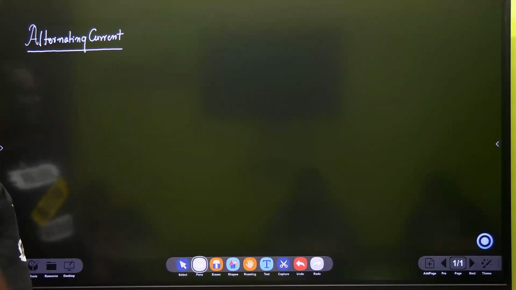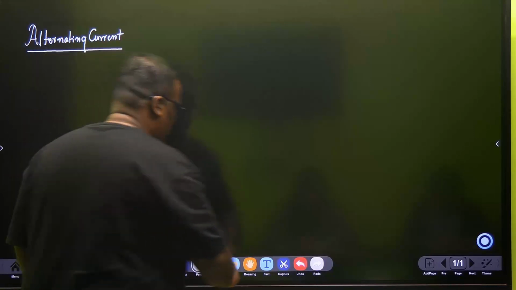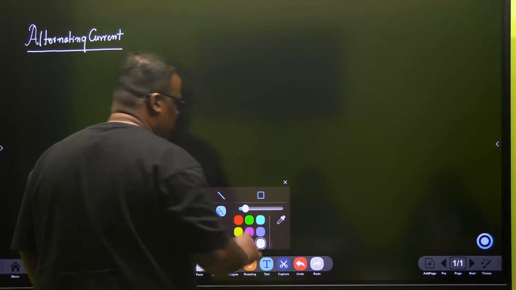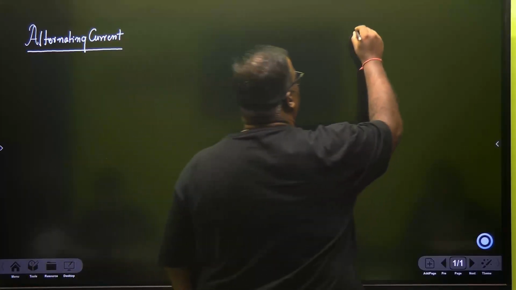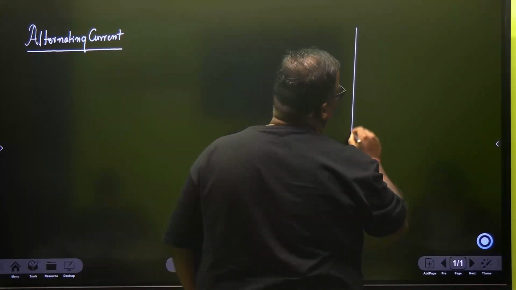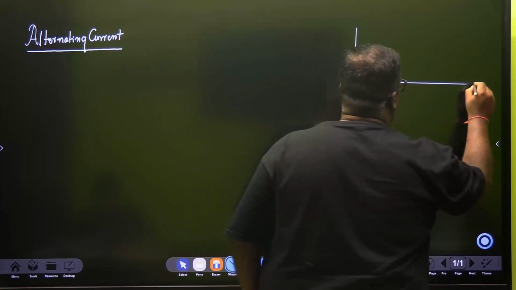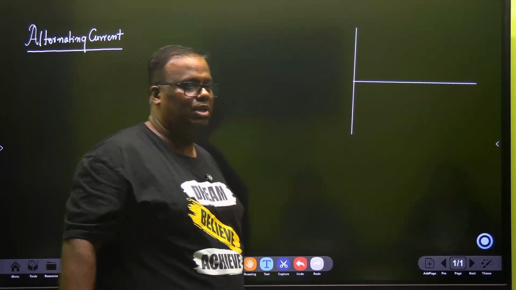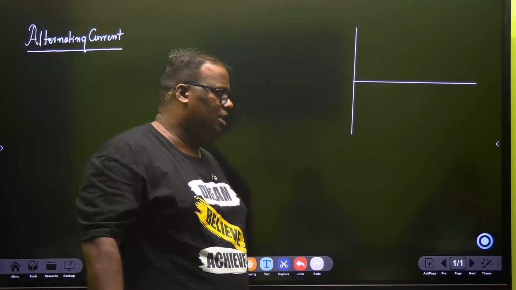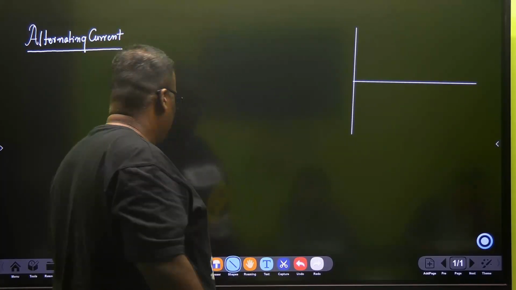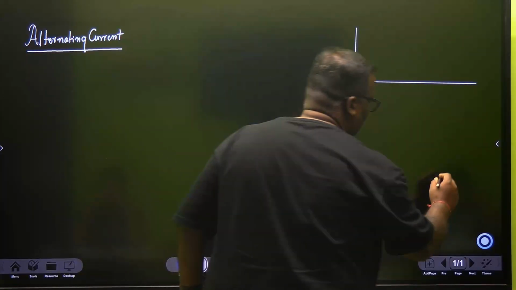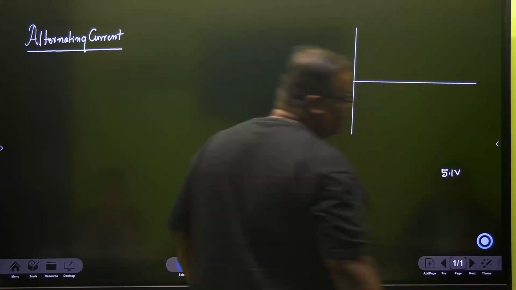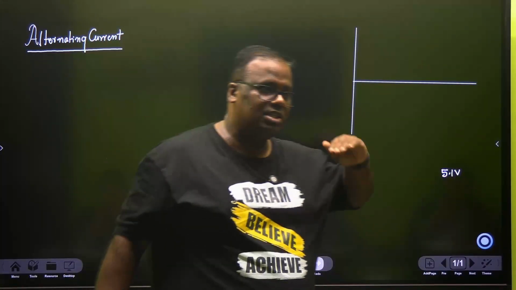So let's first understand what alternating current is from our understanding perspective. If your concept is clear, you will understand the things easily. Let's say I have a current signal, or let's say a voltage signal. For example, you are using a mobile phone. Your mobile phone is charged with a voltage of 5.1 volt. Now, this 5.1 volt is a steady voltage.